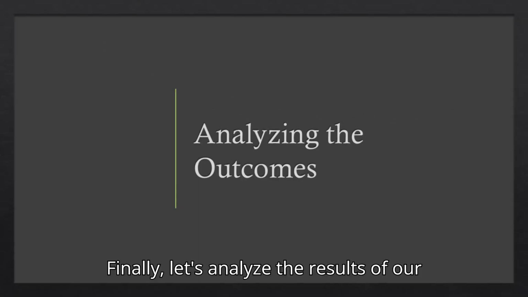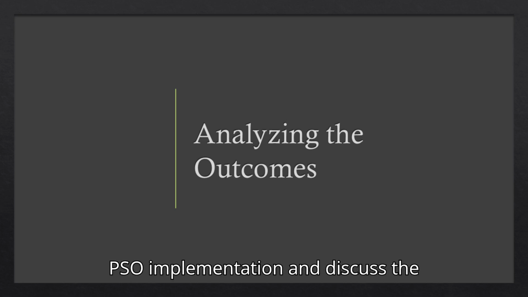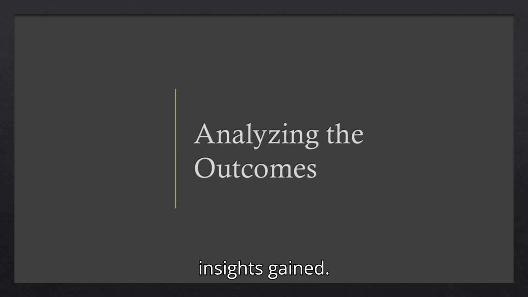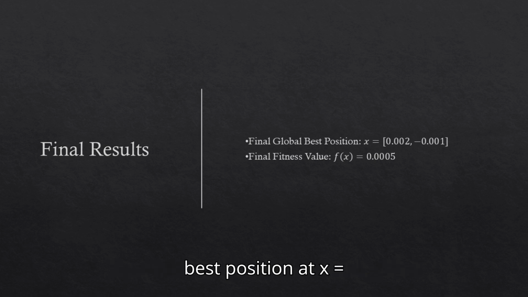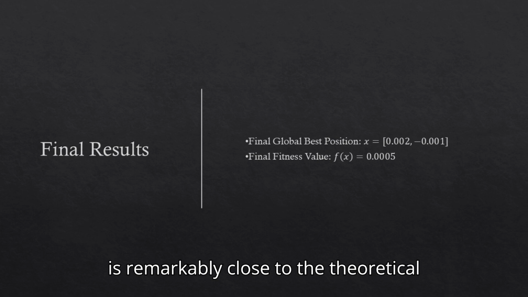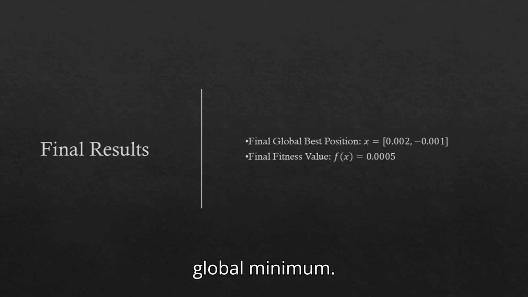Finally, let's analyze the results of our PSO implementation and discuss the insights gained. The PSO algorithm identified a global best position at x equals 0.002, -0.001, with a fitness value of f of x equals 0.0005. This is remarkably close to the theoretical global minimum.